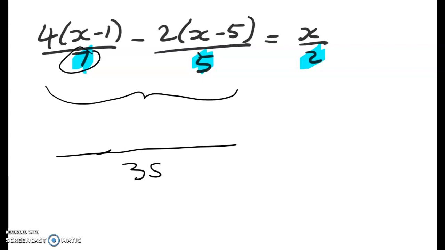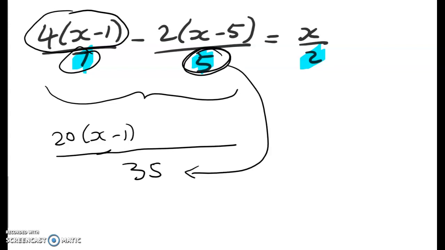What do I have to do to the 7 to get to 35? I times by 5. So that's what I have to do to this. That gives me 20 times (x minus 1). What do I have to do to the 5 to get to 35? Multiply it by 7. So now I need to have take away 14 times (x minus 5). And now I've got just x over 2 here.